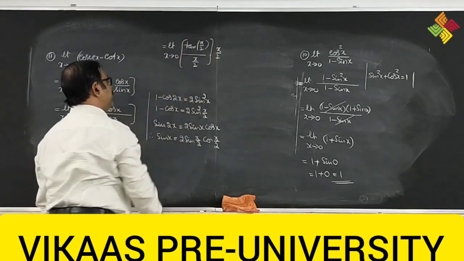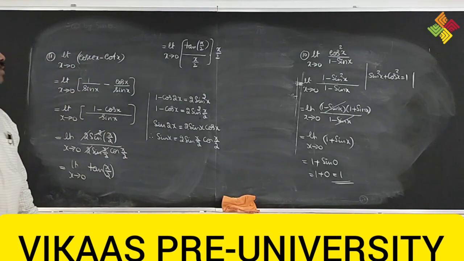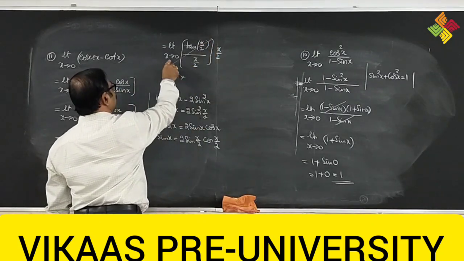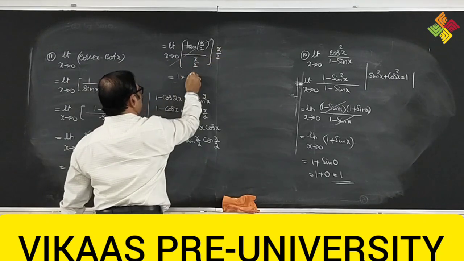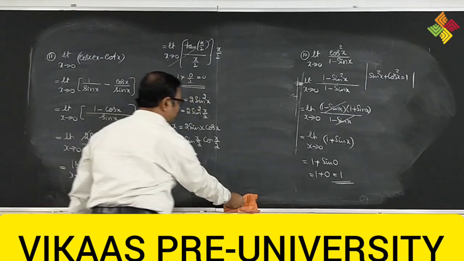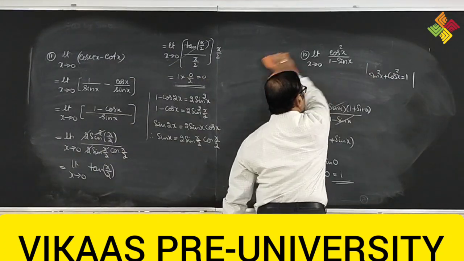Divided by x by 2 into x by 2. Now tell me what is this 1? 1 into x tending to 0. So 0 by 2. Therefore the answer is 0. Follow the method.